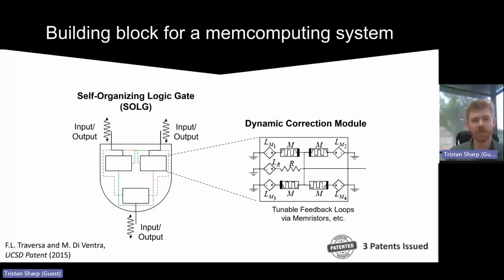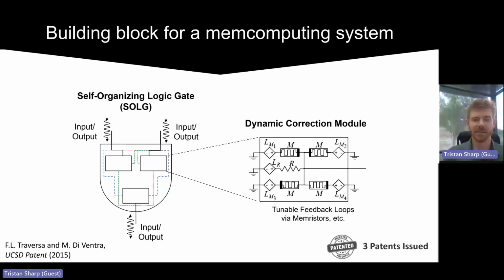So how do you go from an abstract computer science model to building something in the real world? So how do you realize one of these? Well, we build around a certain building block called a self-organizing logic gate, SOLG. These are electronic components. You can build them using standard CMOS elements.